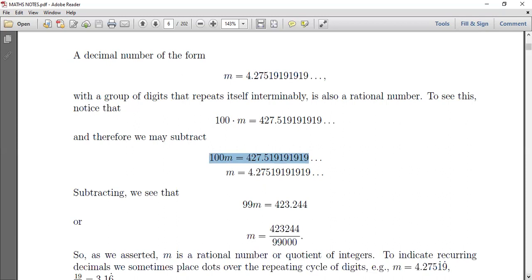Why do we multiply by 100? Because there are 2 digits that are repeating itself. So I have to multiply by 100. If there are 3 digits which are repeating itself, I multiply by 1,000. If there is 1 digit that's repeating, I multiply by 10.